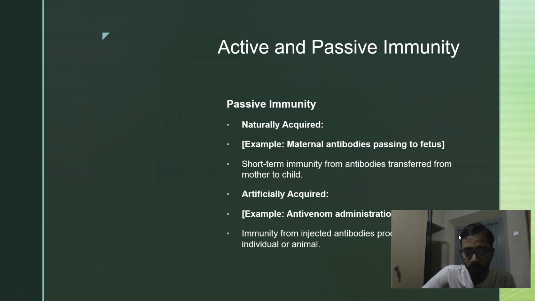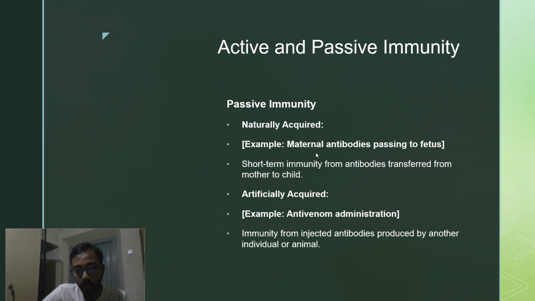And passive immunity is also there. Again, we can categorize passive immunity into naturally acquired passive immunity and artificially acquired passive immunity. Passive means the antibodies are not created in your own body, but the antibodies are there, and we are taking them from outside. An example for naturally acquired passive immunity is antibodies from the mother passing into the fetus. That provides short-term immunity from antibodies that are transferred from mother to child.